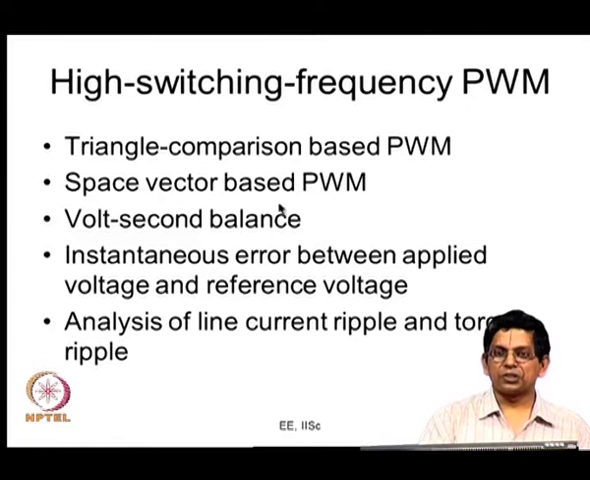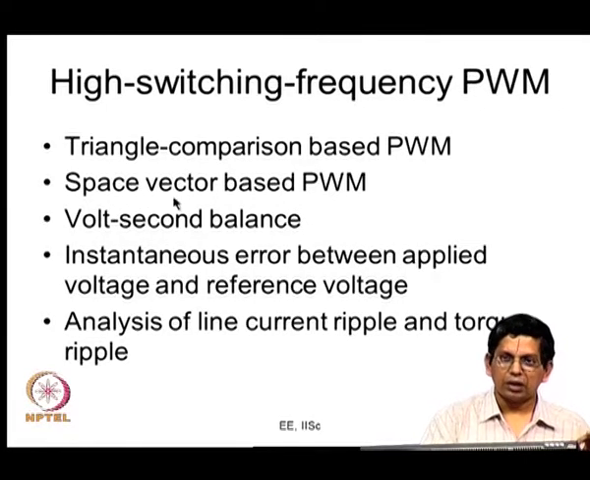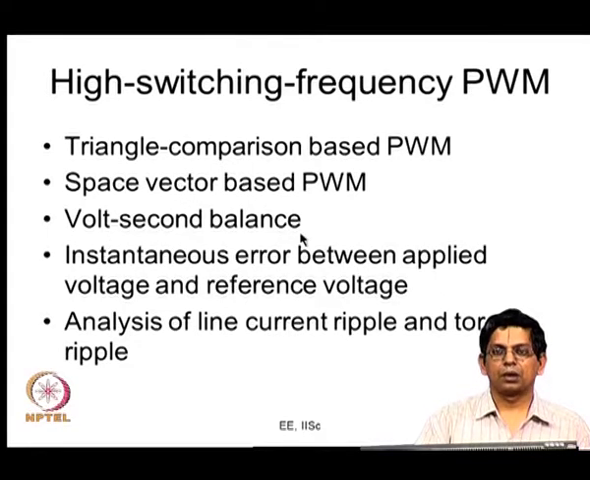Here the voltage reference is not provided in terms of 3 phase voltages, it is provided as one reference vector. So, the inverter applies an average voltage vector equal to the reference vector. So, the applied vector is equal to the reference vector, and once again you call it volt second balance.